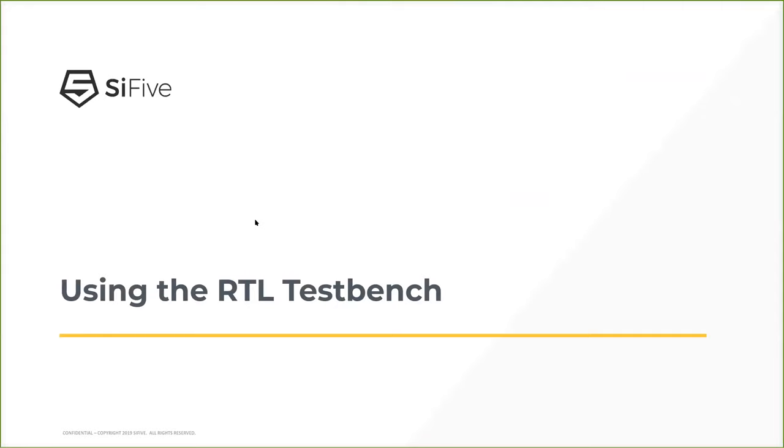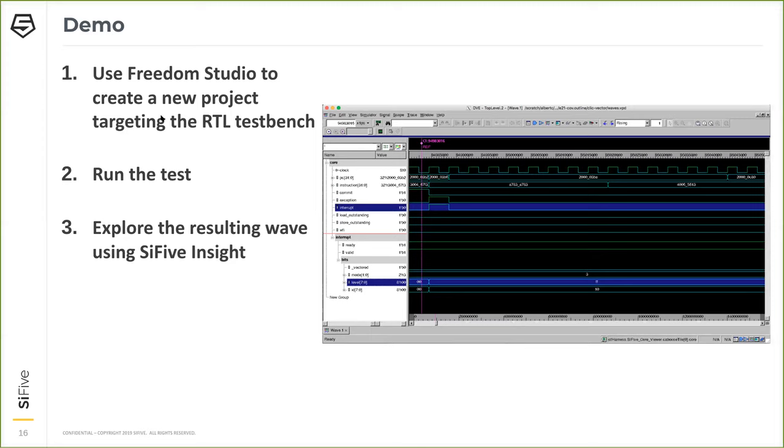So that was great. Now let's do the same thing, but this time, instead of targeting the FPGA, let's target the RTL test bench. So again, we're going to use Freedom Studio to create a project targeting the E21 RTL test bench. Then I'll actually run that test using the RTL simulator, and then we'll explore the resulting waveform using the Sci-Fi Insight tool.